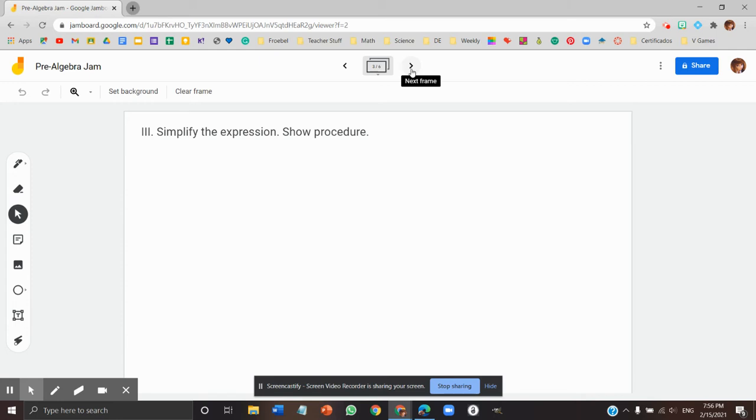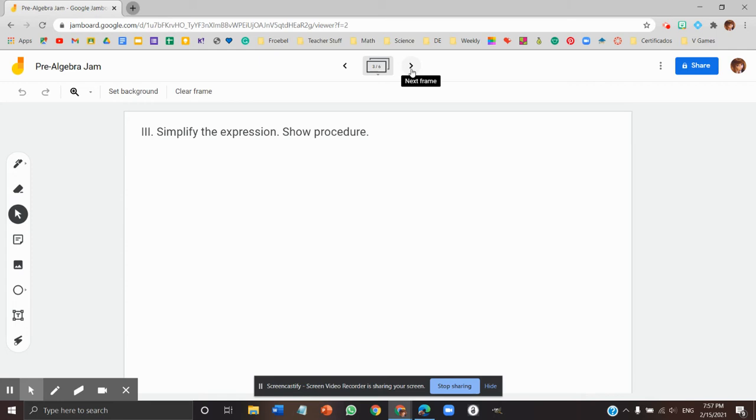Let's see the next part. And again, you can see a bunch of this type of examples in your book. So you can just go to your book and see the examples that you have in your chapter, or you can just go back to all my presentations and you will see part by part how we can solve them. So the third part says simplify the expression and show the procedure.